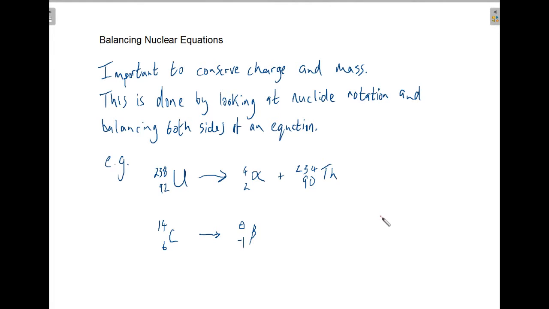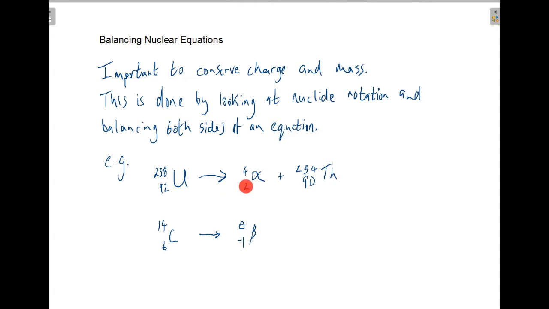So what we've got here is balancing nuclear equations. Now it's really important when you're doing nuclear equations to conserve charge and mass. So this is done by looking at the nuclide notation and balancing both sides of the equation. So I've got a very simple equation here. I've got uranium-238, which has 92 protons and 238 nucleons. And when that splits, giving off an alpha particle, like this has here, the alpha particle is 4,2. Those 92 protons take away the 2 protons of the alpha particle, leave this 90 protons.